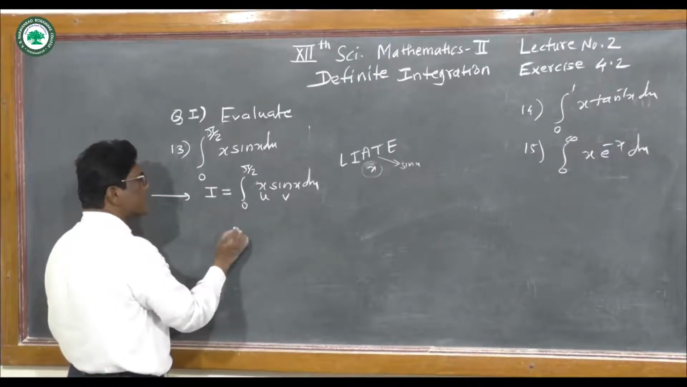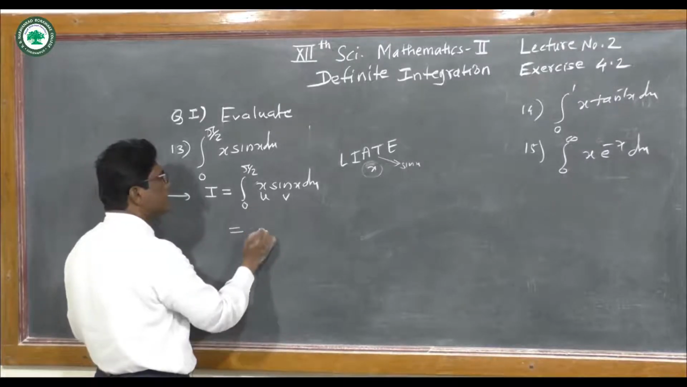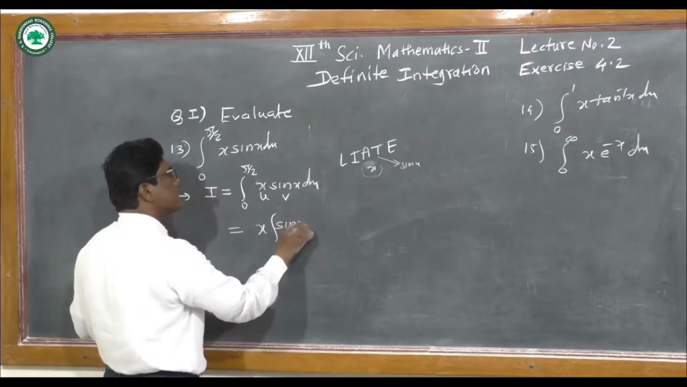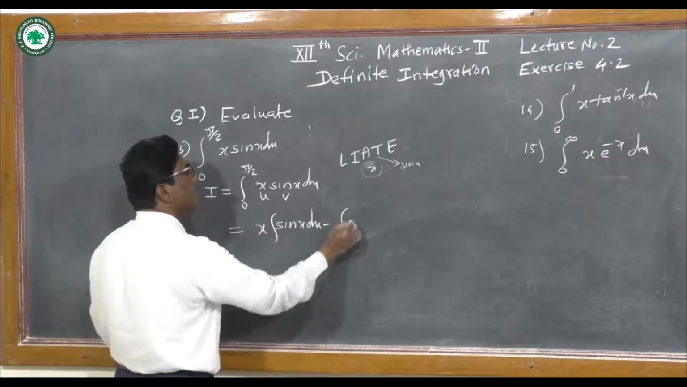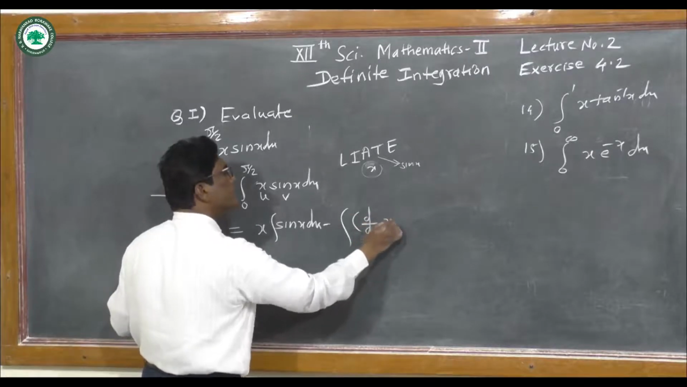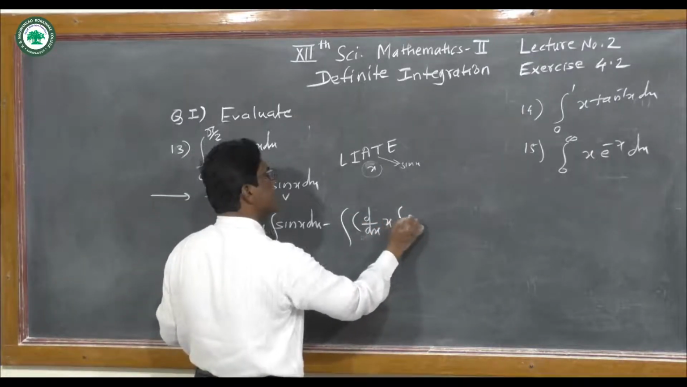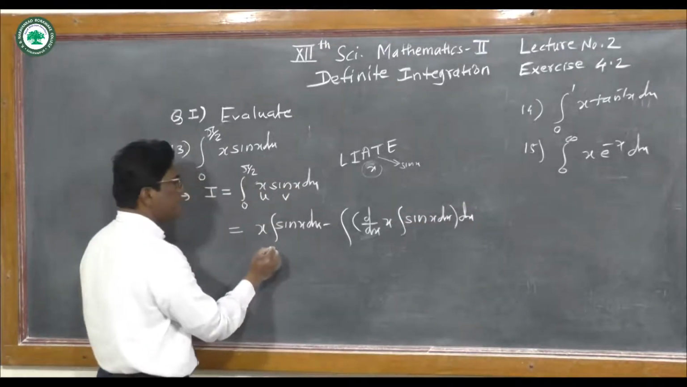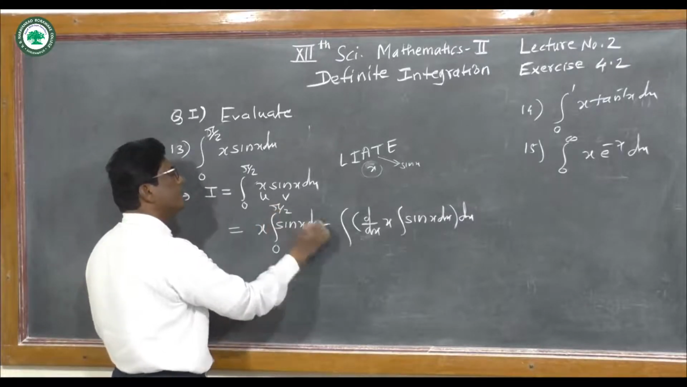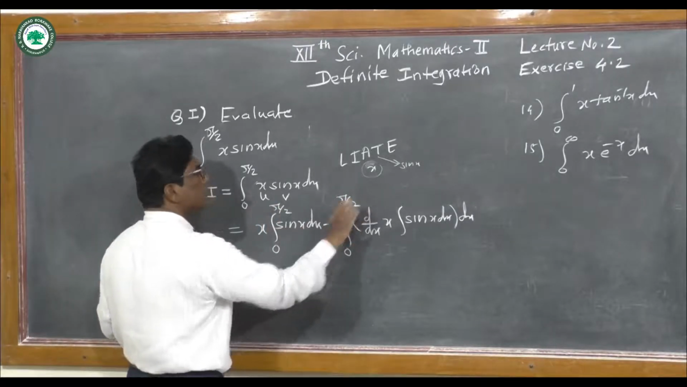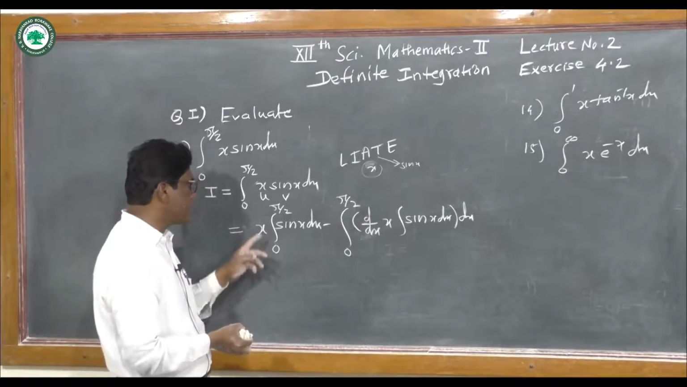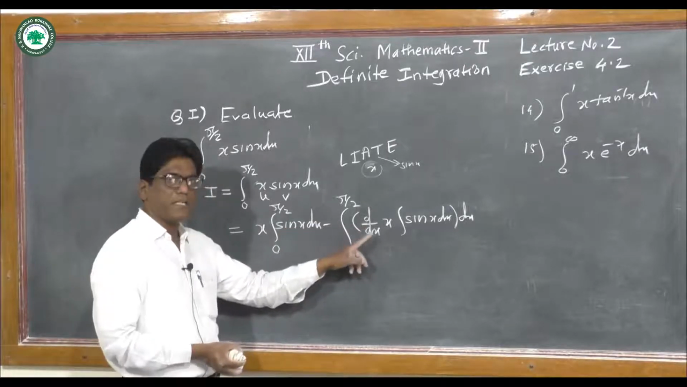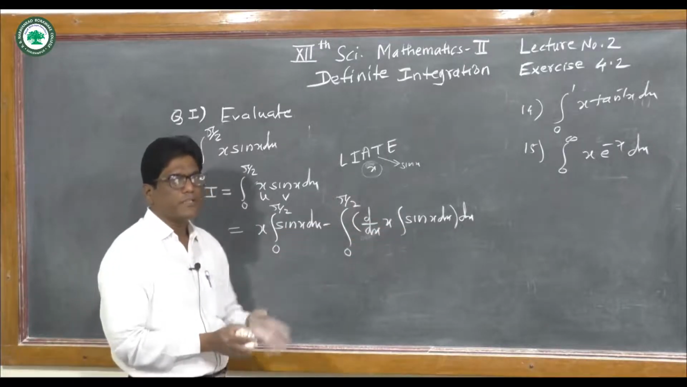So integrating by parts, it is equal to, firstly, x, that is u, into integration of v, sin x dx, minus integration of d by dx of u into again integration of v dx, that is integration of sin x dx, with dx and limits from 0 to pi by 2. Get it? So integration by parts is u into integration of v dx minus integration of d by dx of u into integration of v dx.